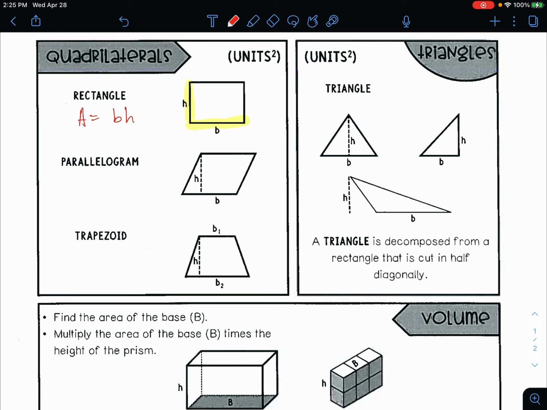How can you tell what the base and the height is? Well, you look for the right angle. And the base and height is either going to make a T or an L or an I, something like that. If you look at the parallelogram, the formula again is area equals base times height.